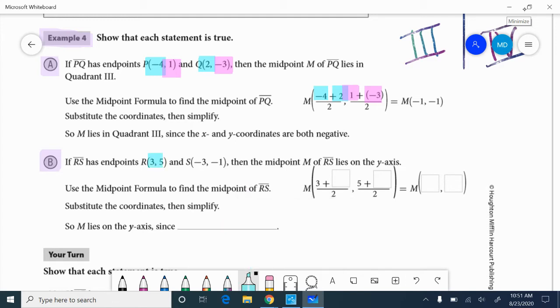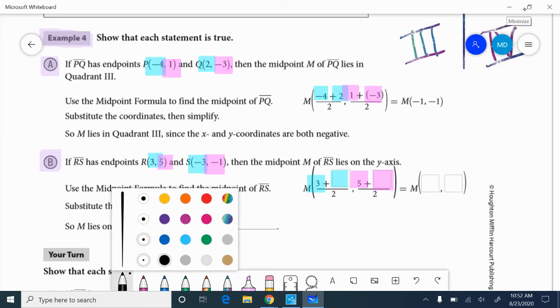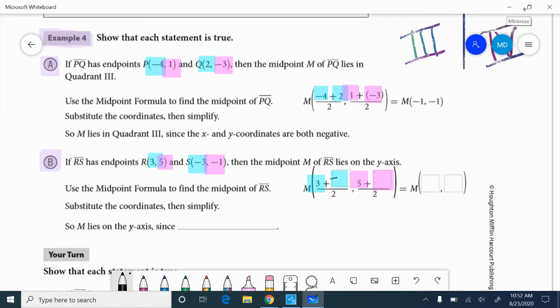So the X values are 3 and negative 3. It goes here and here. And then our Y values are 5 and negative 1. It goes here and here. So that's showing me that I need to plug in negative 3 right here, and I need to plug in negative 1 right here. As I simplify this, 3 plus negative 3, well, that's 0. 0 divided by 2, that's also 0. So I'm getting 0.